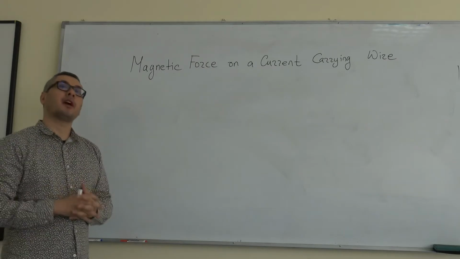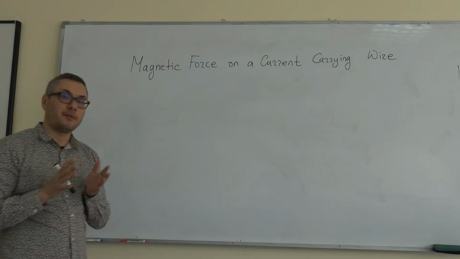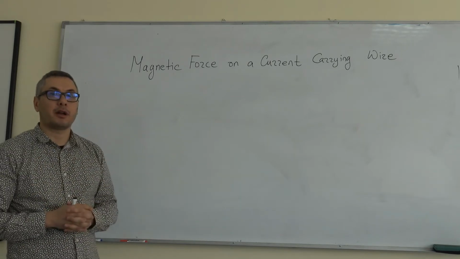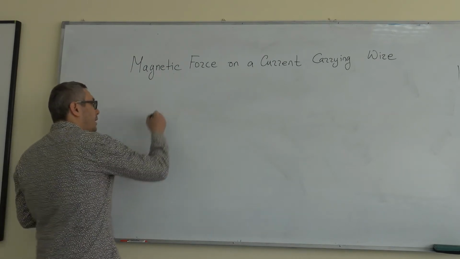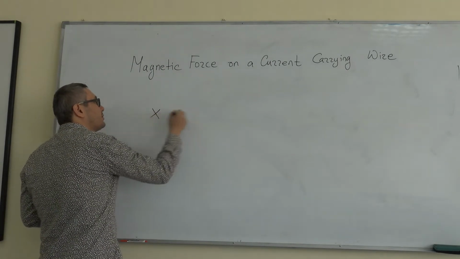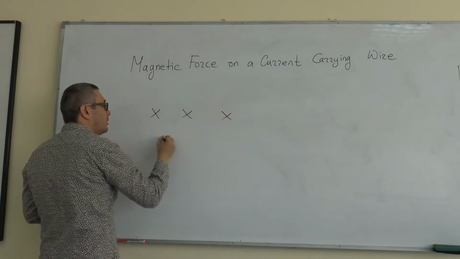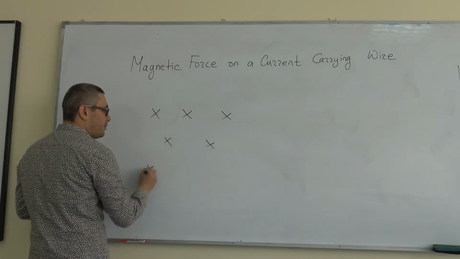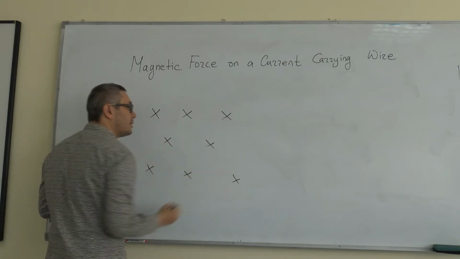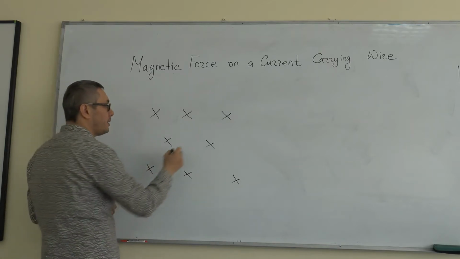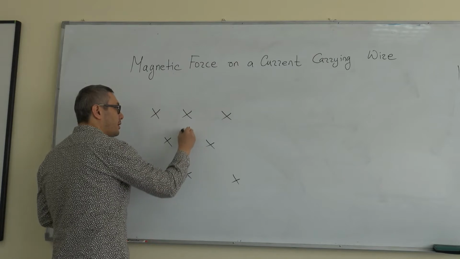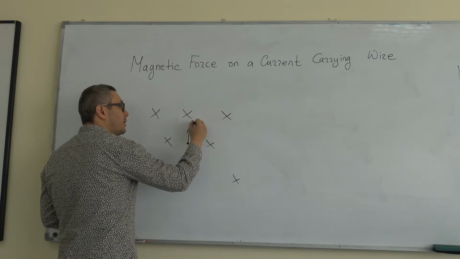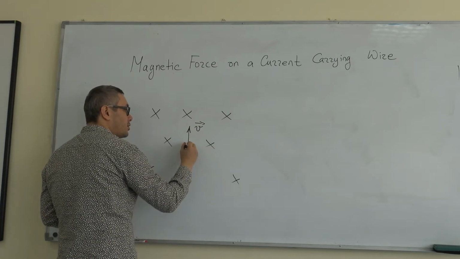So now we're going to look at the effect of the magnetic field on a current carrying wire in the magnetic field. Now remember that if we have a magnetic field, for example pointing into the board, and in this magnetic field we have a positively charged particle moving in the upwards direction. So let's say that the charge is positive.